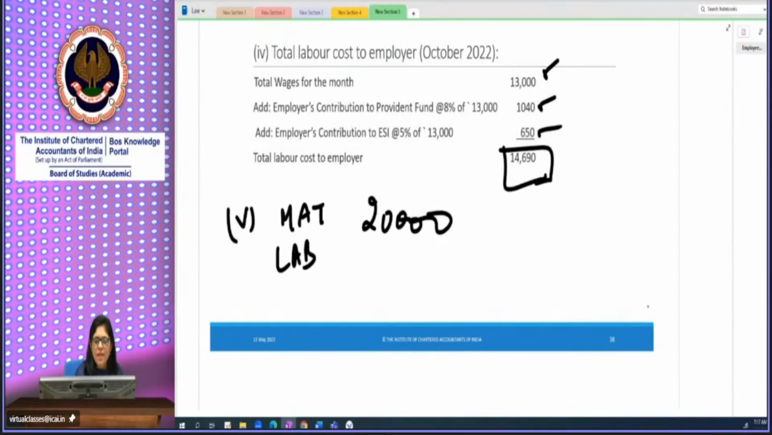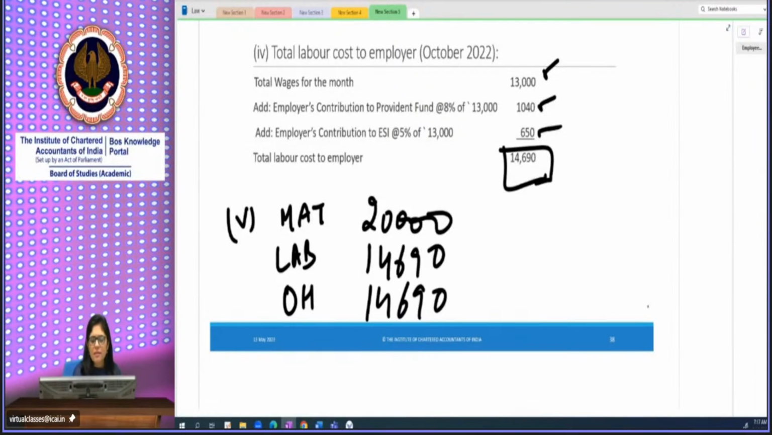Labor cost we have just calculated, 14690. Overheads are equal to the labor cost. So whatever is the labor cost, the overheads are the same. So this is the total cost: material, labor and overheads. Labor cost we have calculated and overheads are equal to the labor cost. So this is the total cost you can calculate.